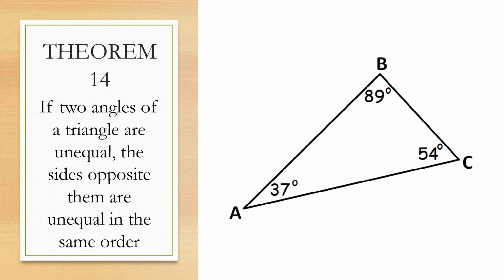Theorem 14 is simply a converse of Theorem 13, and it states if two angles of a triangle are unequal, the sides opposite them are unequal in the same order. So here in this triangle ABC, you can see our angle measures are given, and by those angle measures, you can tell which lengths are going to be shorter and longer.